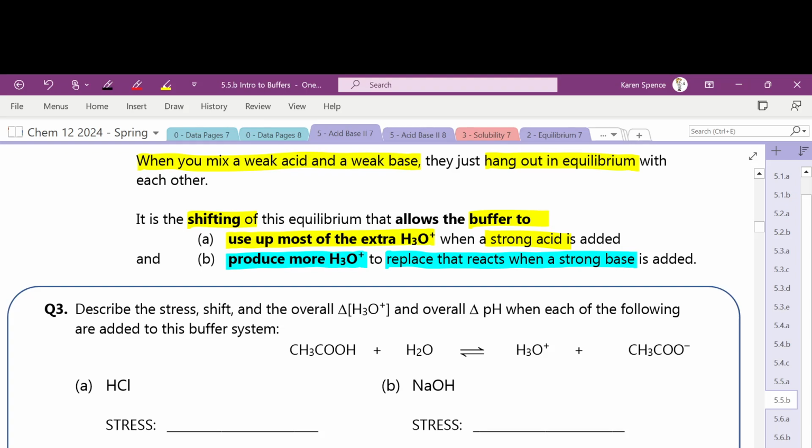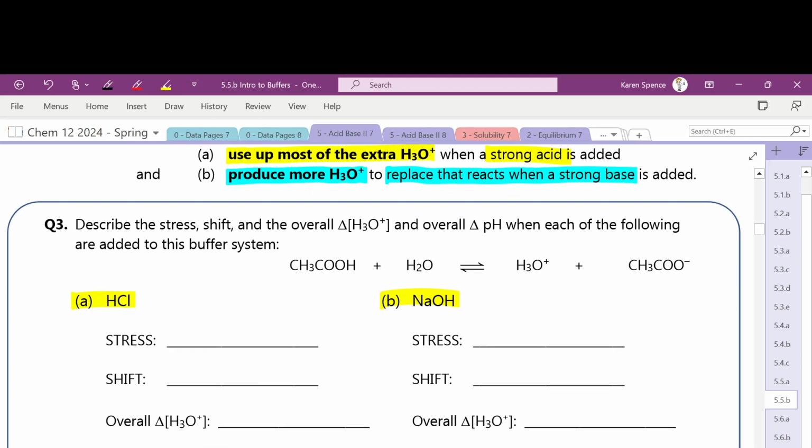So what you're going to do now is describe the stress, the shift, and the overall change in H3O plus and the overall change in pH when each of these are added to the system. So we're looking at HCl for A and NaOH for B. So try filling that out.